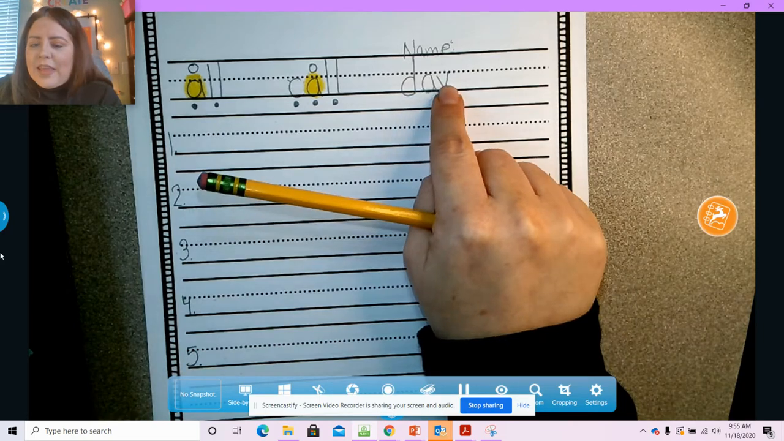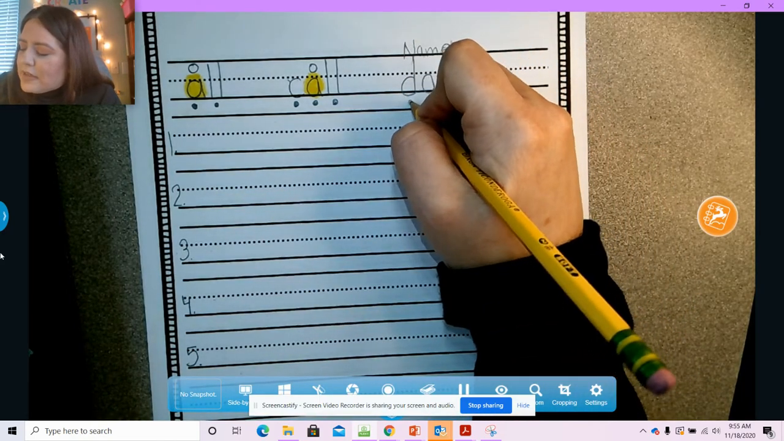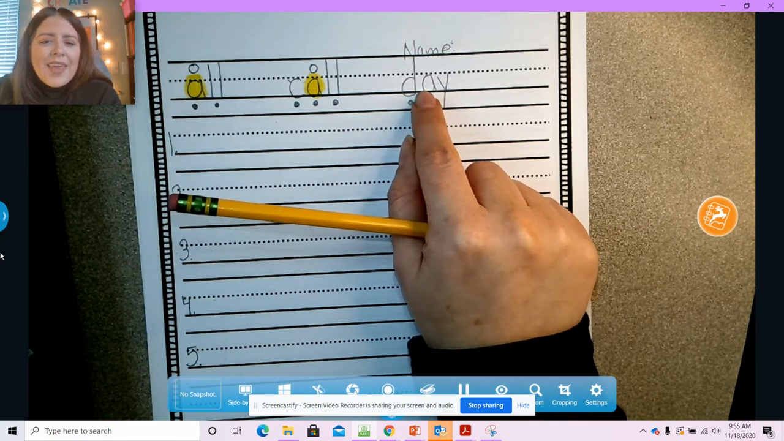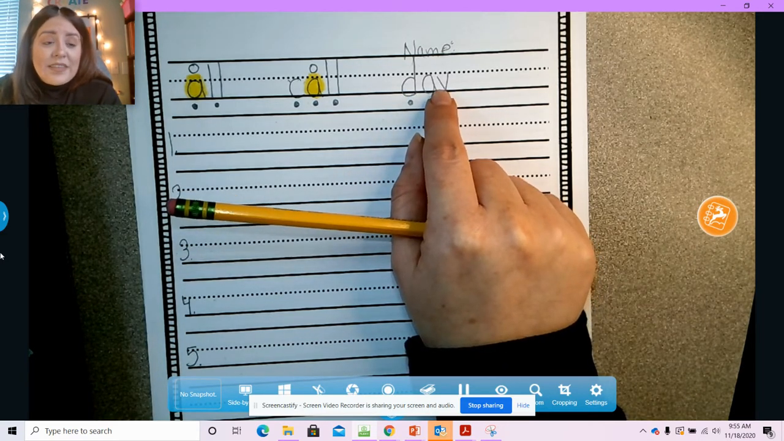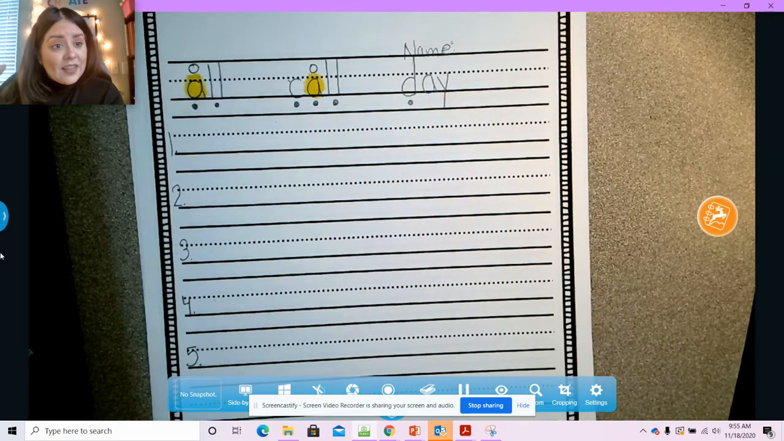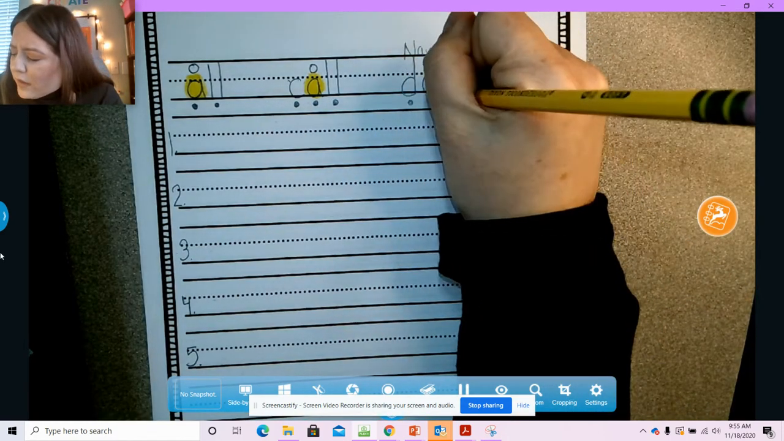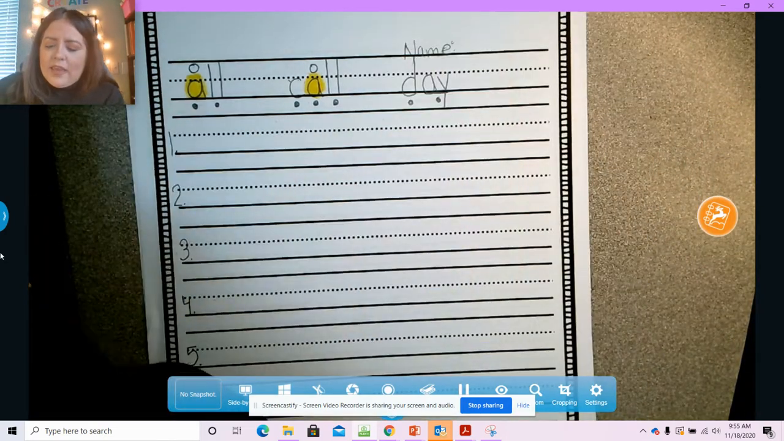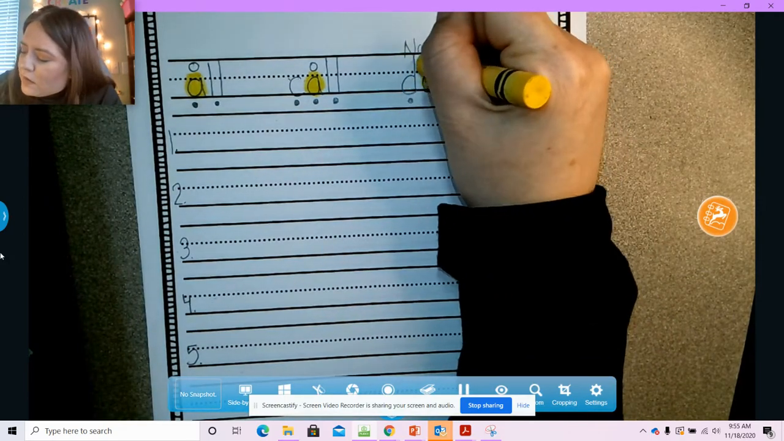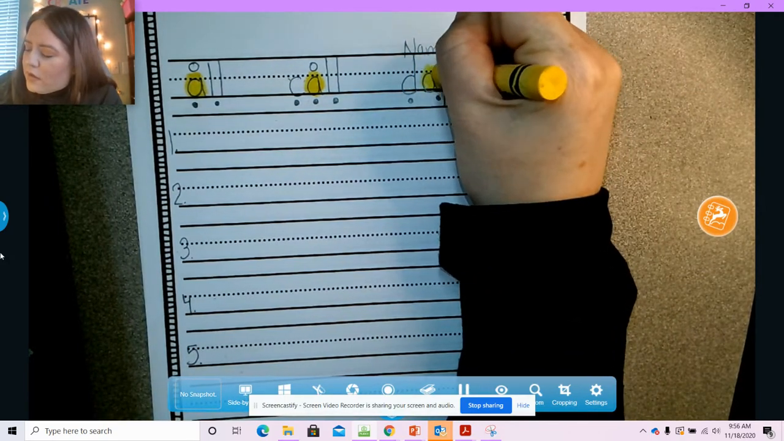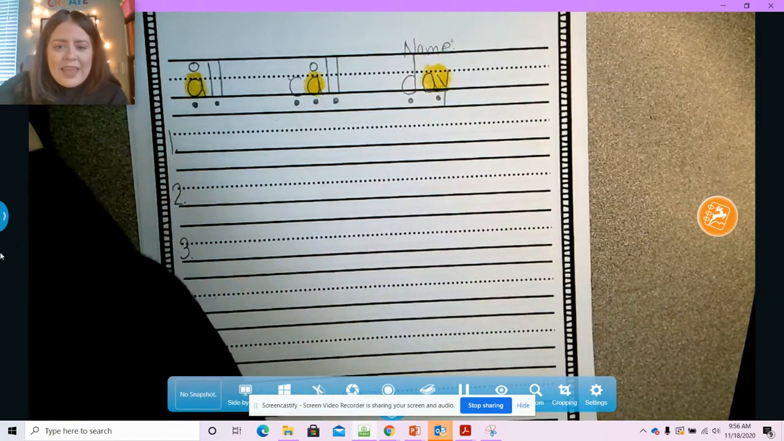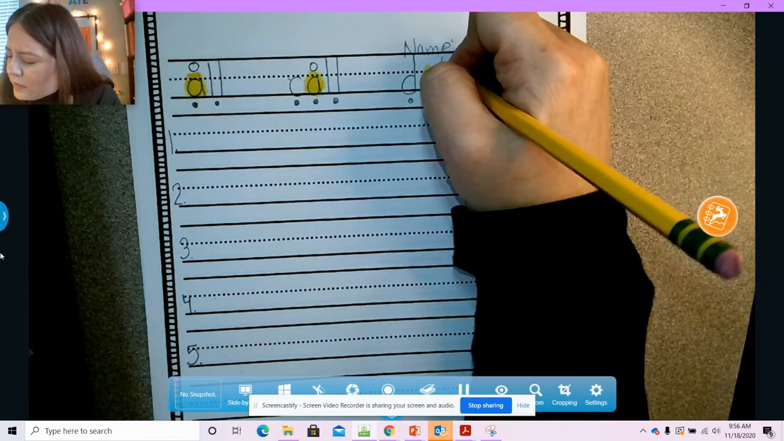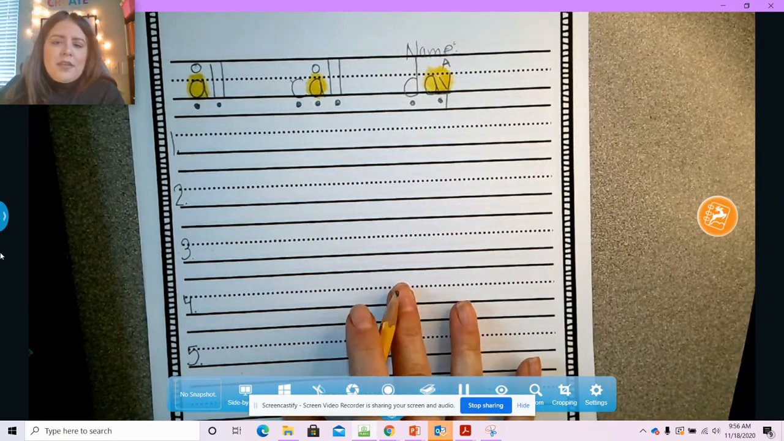Now the D does sound like itself. It sounds like d. But when the A and the Y are together, they sound like A, like the letter A. So they make one sound only. They make the sound A. And we're going to highlight this sound because together they make the sound A, like the letter A. So right above it, I'm just going to write the letter A to remind me.